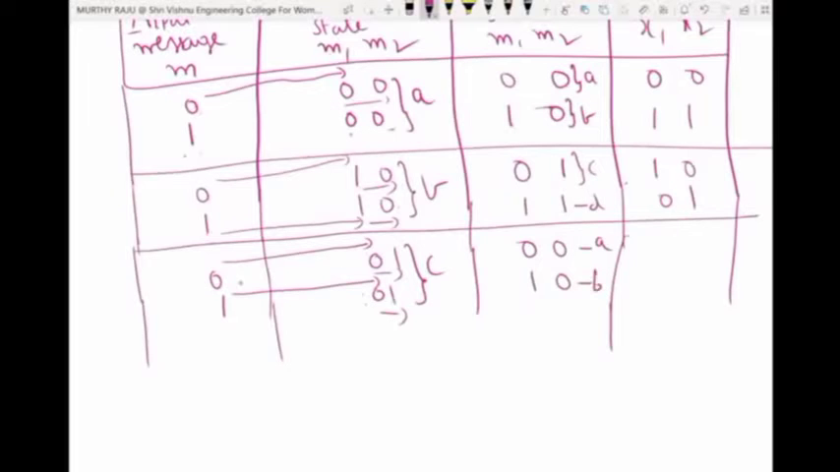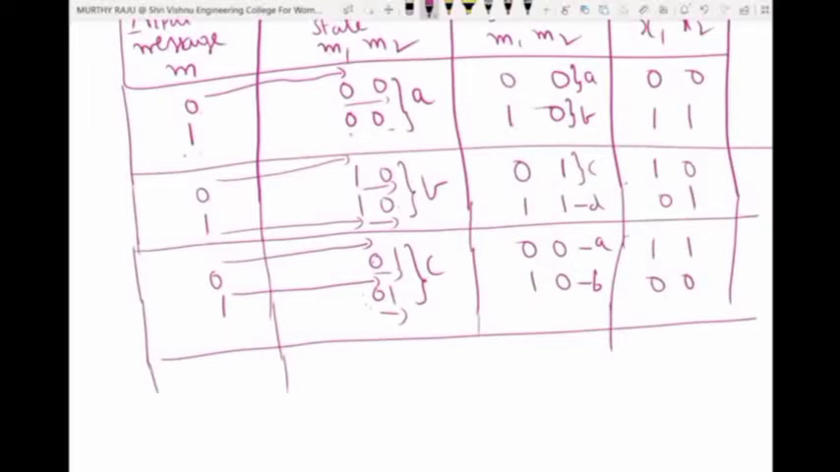B. 0 exclusive with 0 is 0. 0 exclusive with 1 is 1. Here 0 exclusive with 1 is 1. Here 1 exclusive with 0 is 1. 1 exclusive with 1 is 0. 1 exclusive with 1, that means 0.